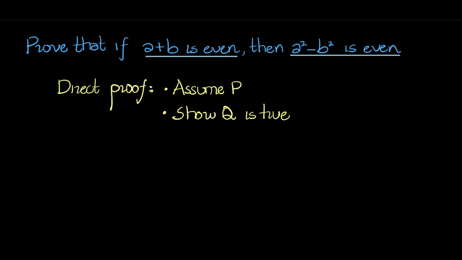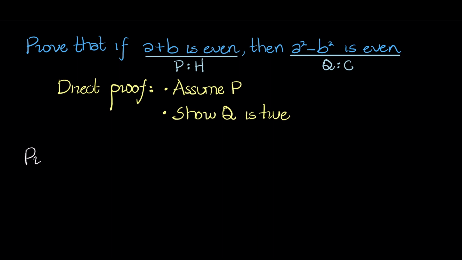Okay, in this video we're going to prove that if a plus b is even, then a squared minus b squared is even. So we're going to use direct proof, and this consists of two parts. The first part is we assume p, so we assume that p is true, and p is also called our hypothesis. And we show that q is true, and q is this part here, and it's also called our conclusion. So let's start the proof.